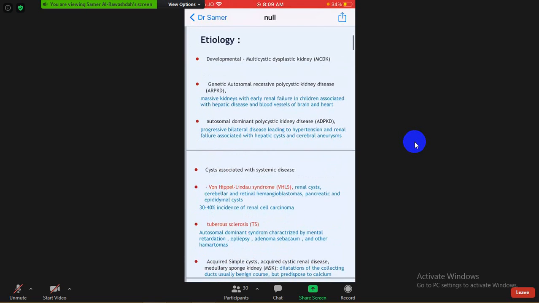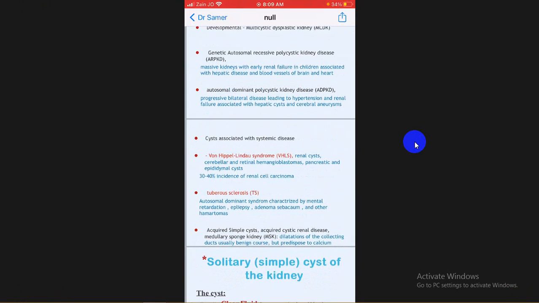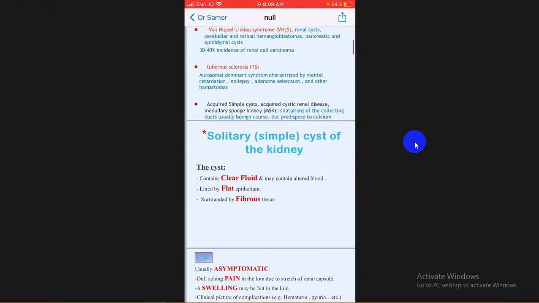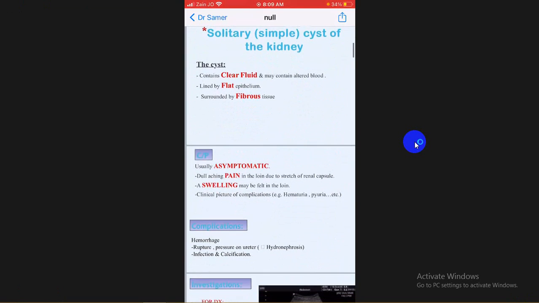Dysplastic kidney. We also have cysts associated with systemic diseases such as tuberous sclerosis and von Hippel-Lindau syndrome. Now, simple cysts usually have a flat epithelium and a clear fluid content, and they are usually asymptomatic. When do we treat those patients?